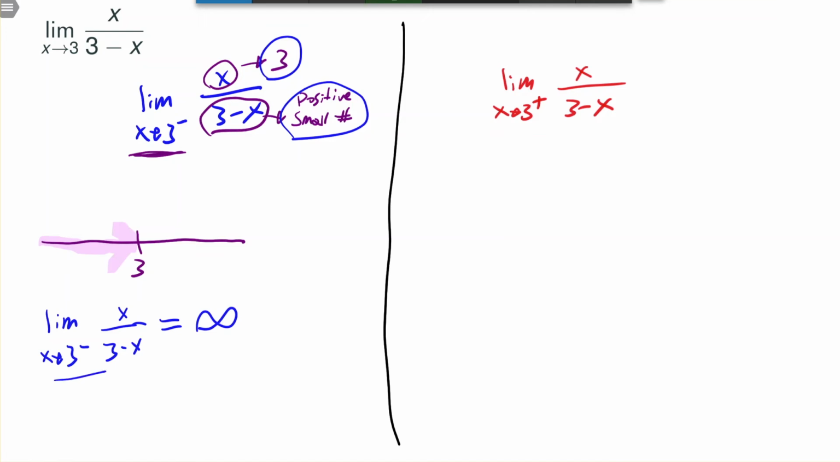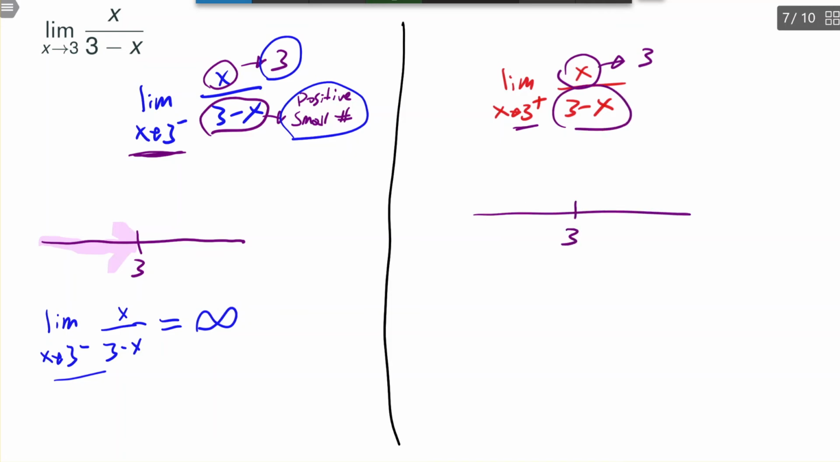Now let's check the right side. From the right side, this also approaches 3. So in this case, it's approaching 3 from the right side. Therefore, we plug in a number slightly greater than 3, so maybe like 3.1 or 3.01, 3.001. So we do 3 minus a number slightly greater than 3.